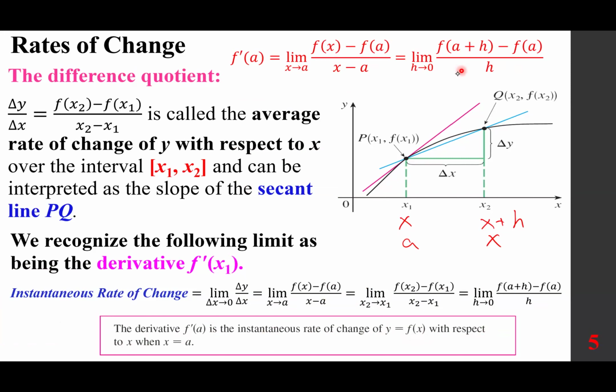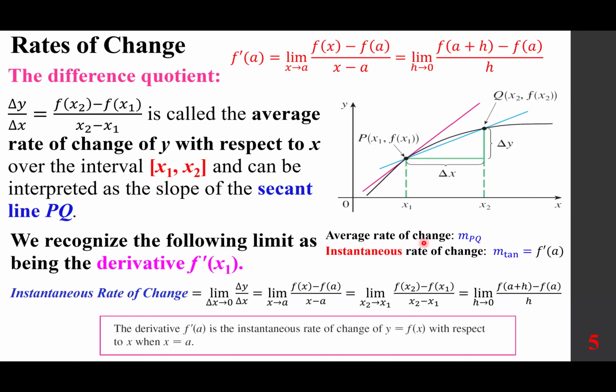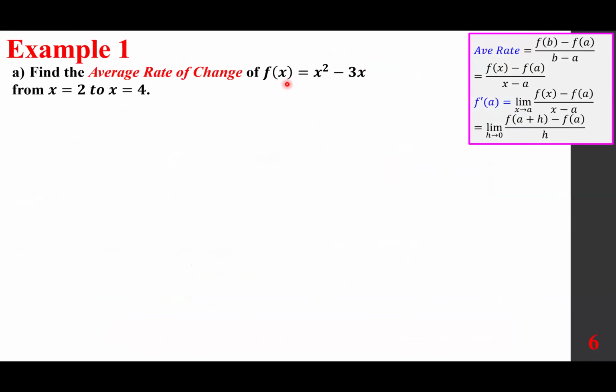And now it's time to look at this concept. The average rate of change is m of the PQ, the secant line. The instantaneous rate of change is m of the tangent line, the red line, or f prime of a. And so we want to find the average rate of change of f of x, which is x squared minus 3x, from x equals 2 to x equals 4.